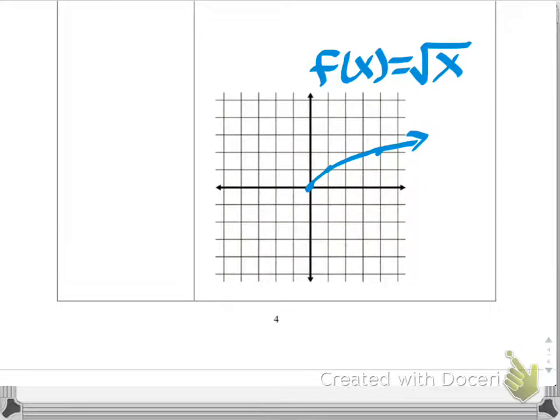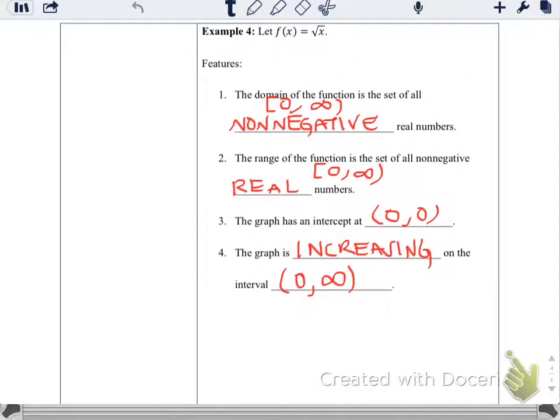I'm going to go back to that previous page if you didn't get it, but I want you to take time and draw this graph first. And then let's look at the characteristics here. So this is what we call the square root function. Okay, so square root.